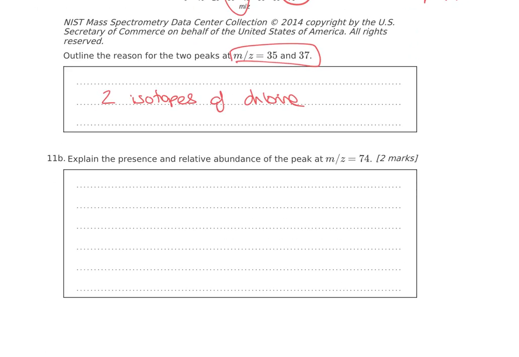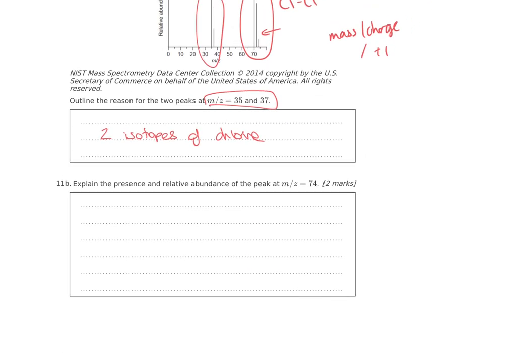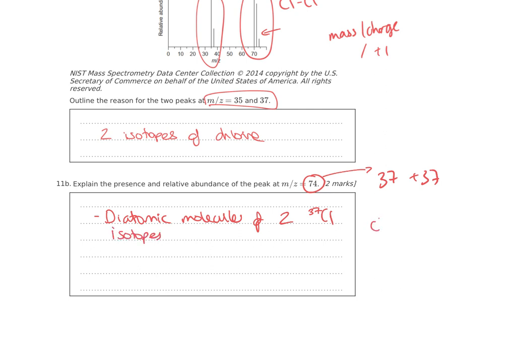Number 11b, explain the presence and relative abundance of the peak at 74. Okay, so 74 divided by 2 is going to be 37. So it's going to be 2 chlorine 37 isotopes. So it's going to be a diatomic molecule, you could say Cl2, of 2 chlorine 37 isotopes. Remember, you can write chlorine 37 in that way as well. Okay.